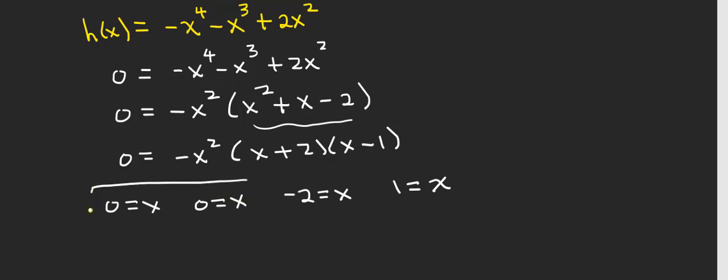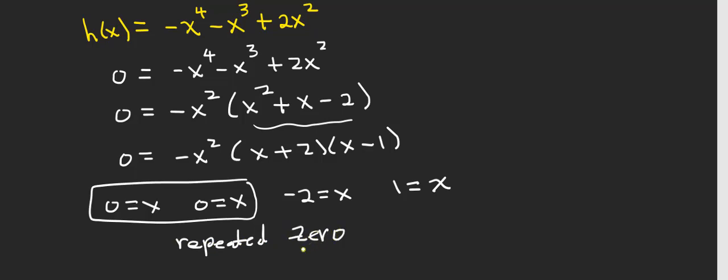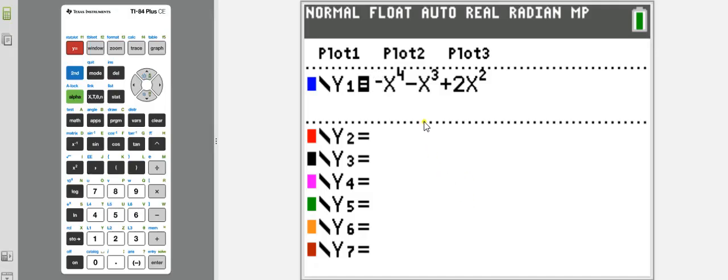However, we call this a repeated 0 because it comes out more than once. It's being repeated. But we only have 3 real zeros. Now let's graph and see what happens, especially at the repeated 0, which is x equals 0. Now let's see what happens when we graph this polynomial.